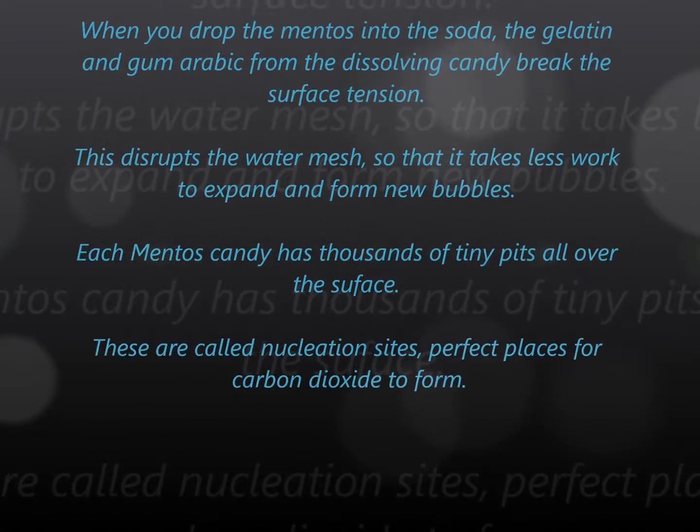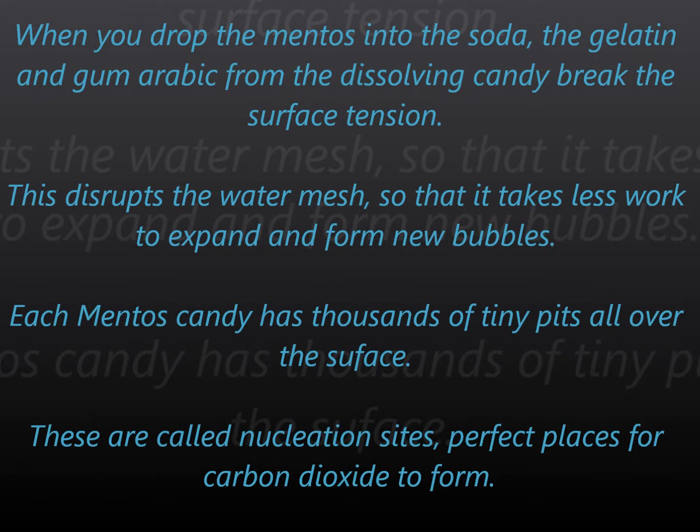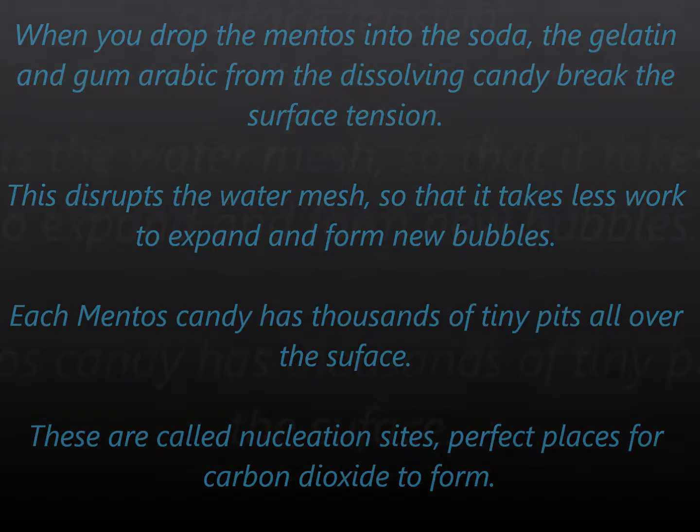When you drop the Mentos into the soda, the gelatin and gum arabic from the dissolving candy break the surface tension. This disrupts the water mesh so that it takes less work to expand and form new bubbles. Each Mentos candy has 1,000 tiny pits all over the surface. These tiny pits are called nucleation sites, perfect places for carbon dioxide bubbles to form. As soon as the Mentos hit the soda, bubbles form all over the surface of the candy.